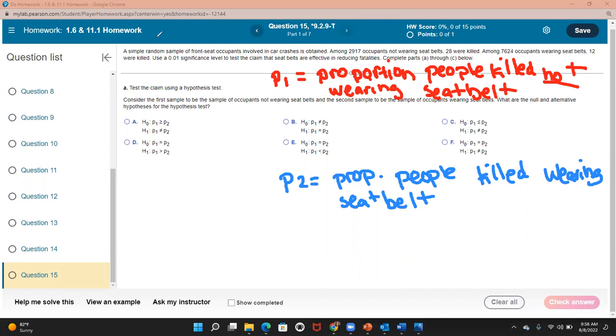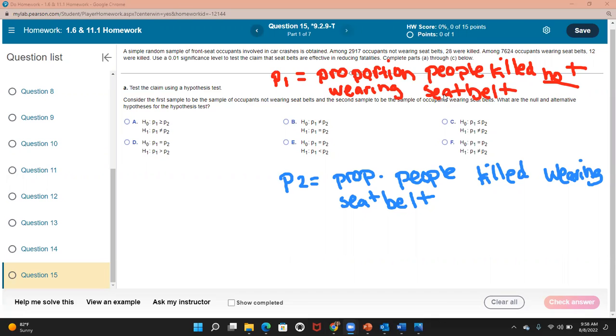Again, they're trying to test the claim that seatbelts are effective in reducing fatalities. So we have to break that down. That would mean that the proportion of people killed wearing a seatbelt should be less than the proportion of people killed not wearing a seatbelt, right? Because hopefully fewer people die when they're wearing a seatbelt. However, this is sort of similar to the other day, where p1 is the group that they just picked to be the ones not wearing a seatbelt.